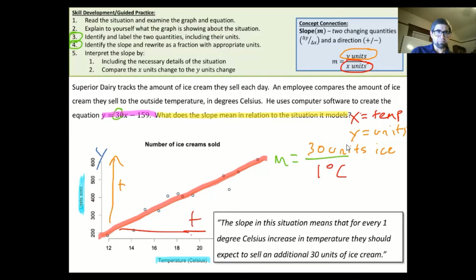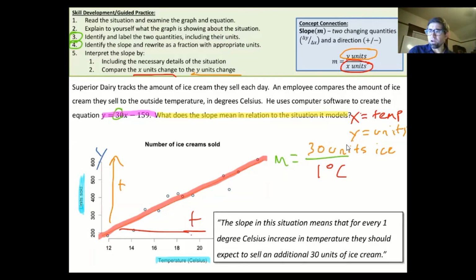Interpret the slope by including the necessary details of the situation. All right, so the details of the situation is we're talking about an ice cream company and how much ice cream they sell based on the temperature. So I need to include that and let somebody get that idea from my written interpretation. And it also says I need to compare the x units change, which comes first in this step right here. So notice that I have to interpret the x units change first compared to the y units change.